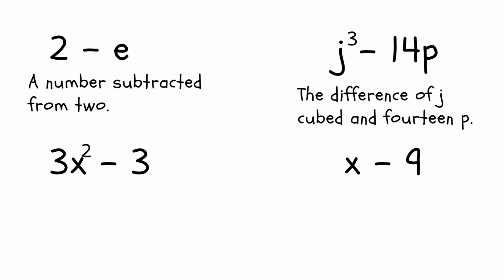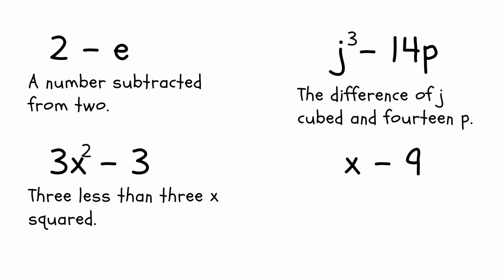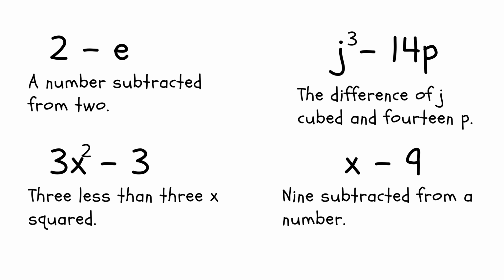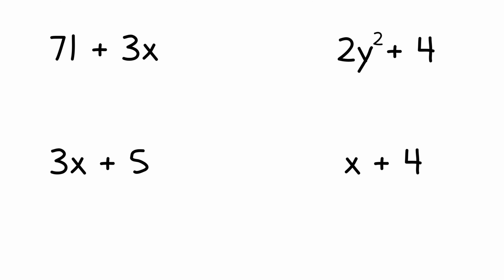3x squared minus 3. We express this as 3 less than 3x squared. x minus 9. This can be written as 9 subtracted from a number. Did you get these? Your wording doesn't have to be exactly the same, but the meaning should be correct. Now, let's move on to writing expressions that involve addition.